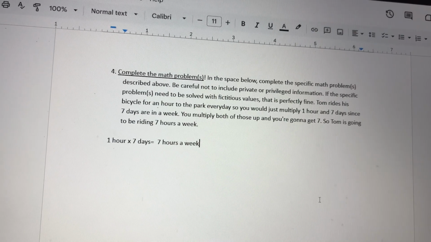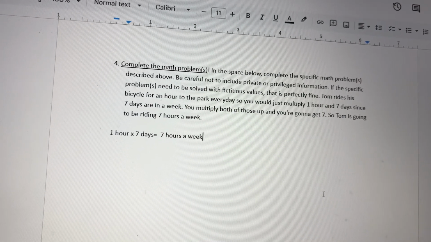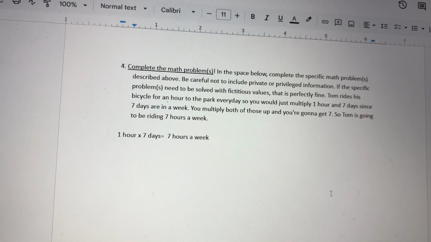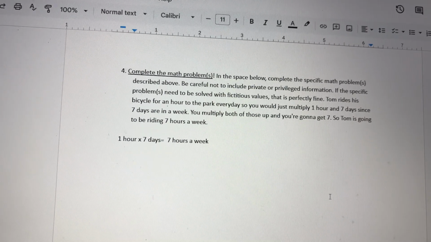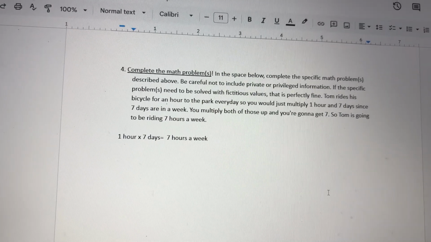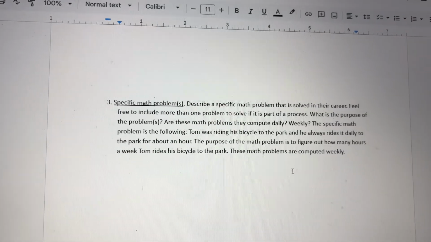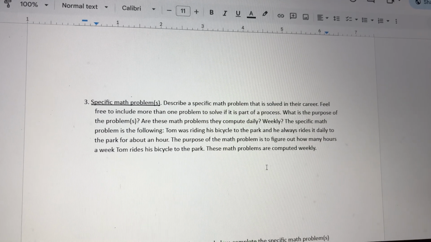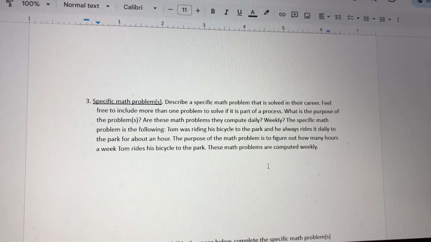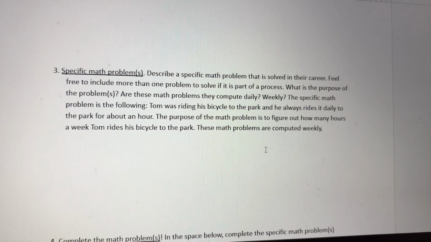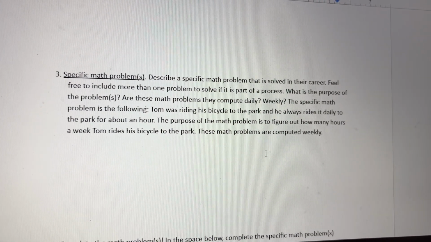This kind of math problem is the exact kind of math problem that my dad has solved before in his business. These kinds of math problems are computed weekly, for this very word problem that I was explaining earlier in the video.